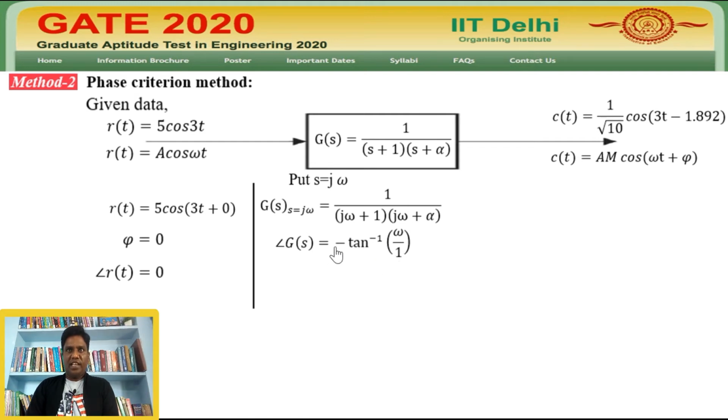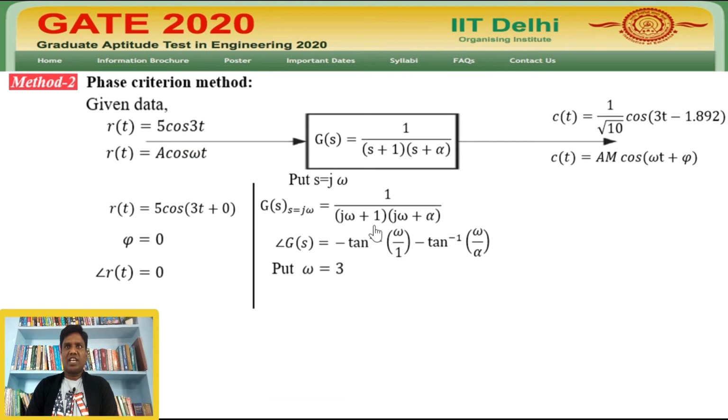Similarly, we can write the phasor expression for the second term of the denominator. The phasor equivalent also will get a minus, and it looks like a plus jb. Then the corresponding phasor equivalent will be tan inverse of b by a. Here the a term is alpha and the b term is omega. Finally, the phasor equivalent for the second denominator term is minus tan inverse of omega divided by alpha. We know that omega is 3, so put omega equal to 3 in this phasor equation. Then the angle of G of s, that is phi, equal to minus tan inverse of 3 minus tan inverse of 3 by alpha.